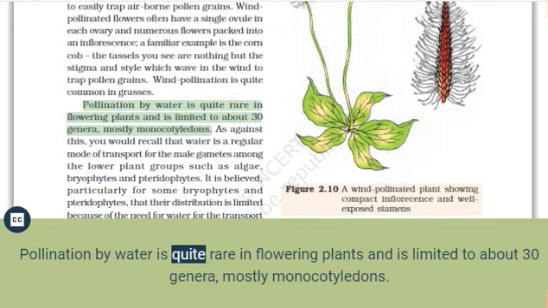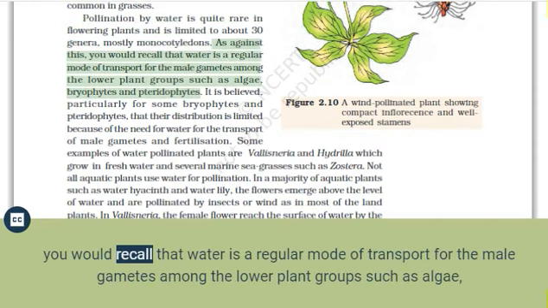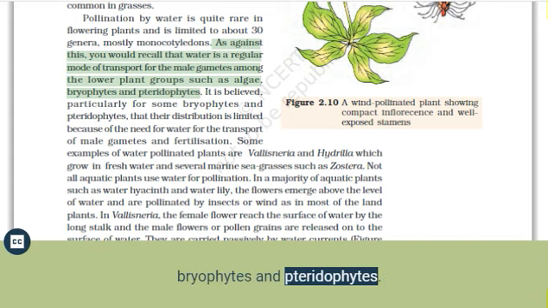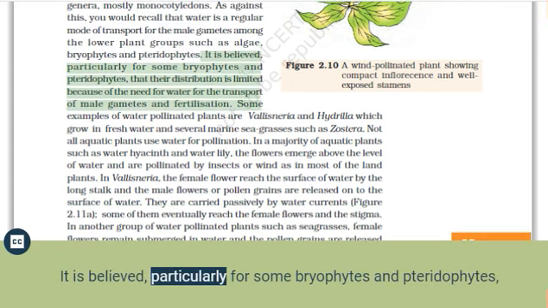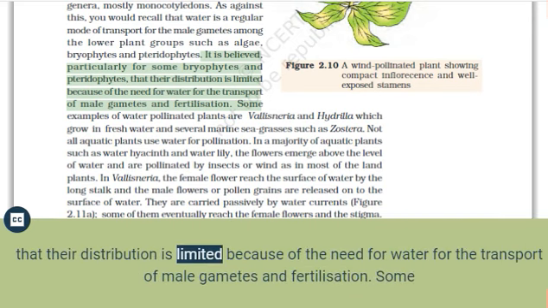Pollination by water is quite rare in flowering plants and is limited to about 30 genera, mostly monocotyledons. As against this, you would recall that water is a regular mode of transport for the male gametes among the lower plant groups such as algae, bryophytes, and pteridophytes. It is believed, particularly for some bryophytes and pteridophytes, that their distribution is limited because of the need for water for the transport of male gametes and fertilization.